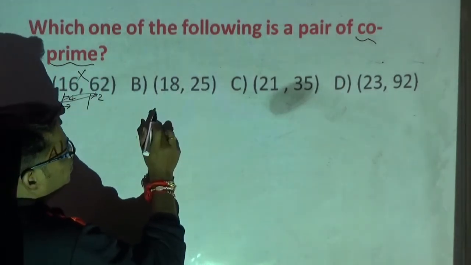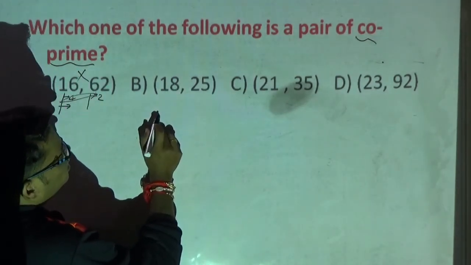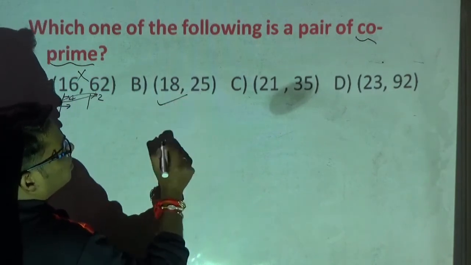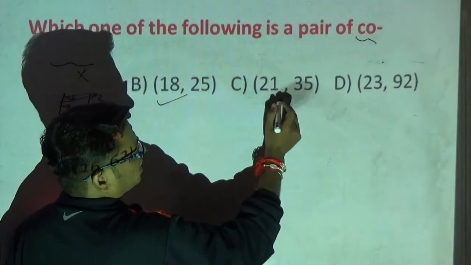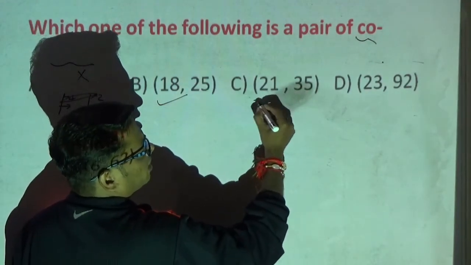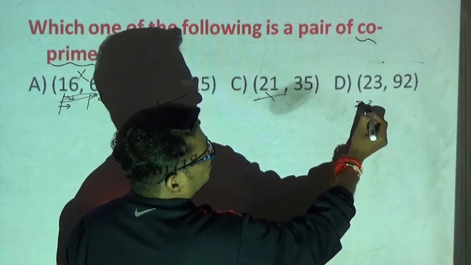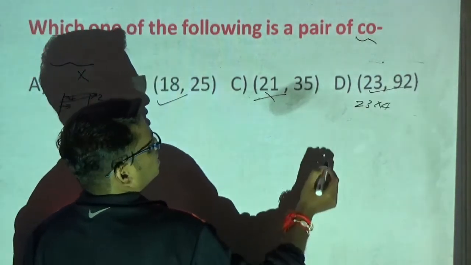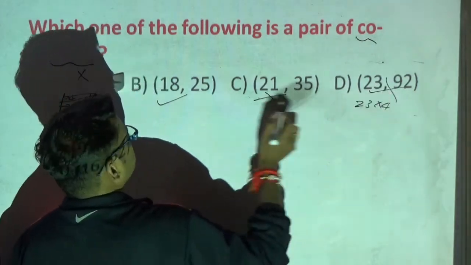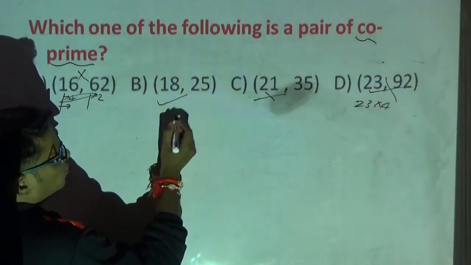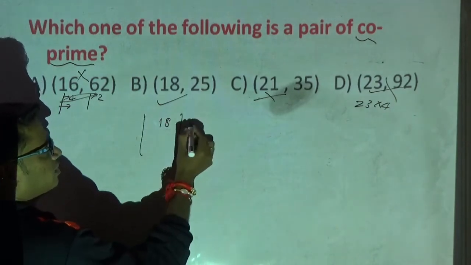Now for your 18 and 25, whether this is a co-prime, check out. Yes, it is co-prime. Okay, now for your 21 and 70, see this is divisible by 7, right? This is not a co-prime. Okay, this is also divisible by 23 4 times. So this is not a co-prime. Okay, so then which of the following is a co-prime? What do you mean by co-prime? HCF should be 1. For these two, if you can find out the HCF, you can check out.